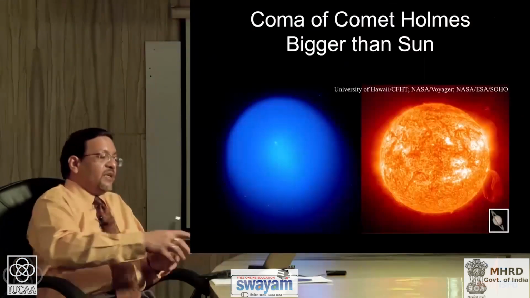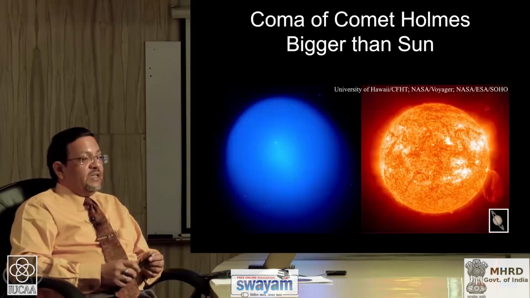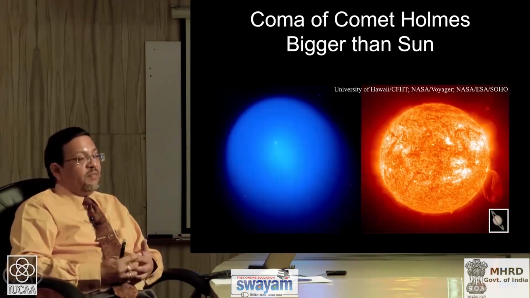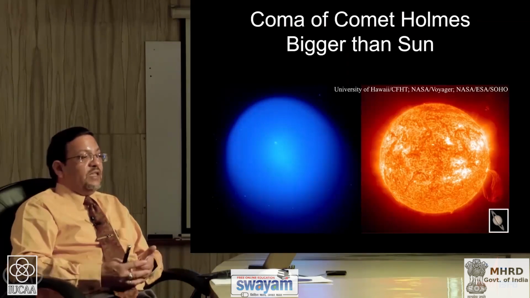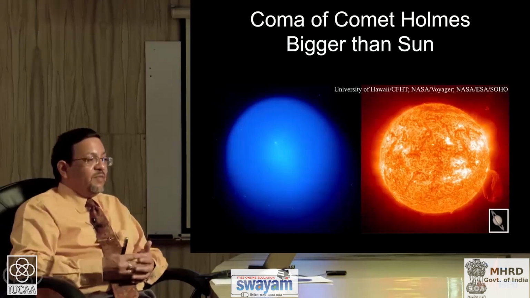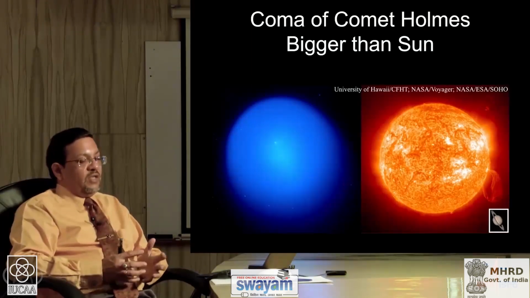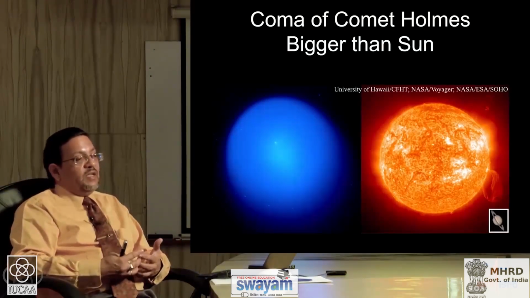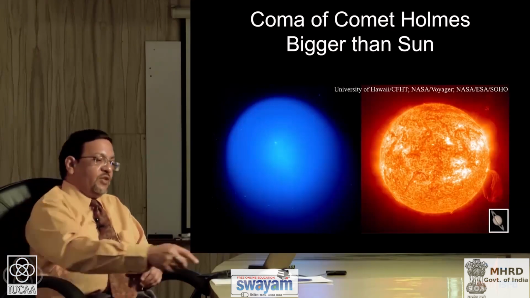The size of the comet can be huge, and here you can see the size of comet Holmes and its coma compared with the size of the sun. You can see both look to be almost of the same size. What it essentially means is that the coma or the atmosphere of a comet can be of very large dimensions.